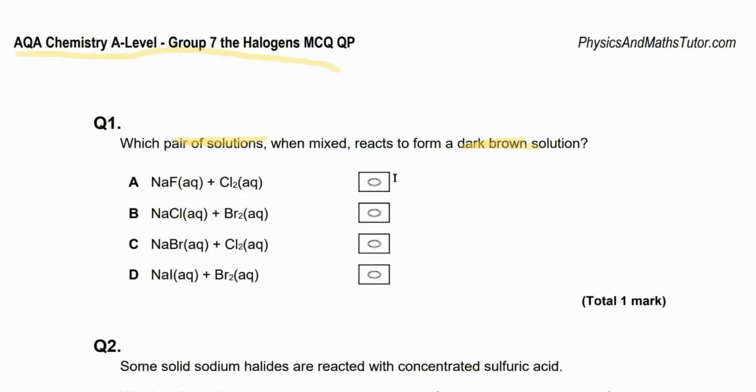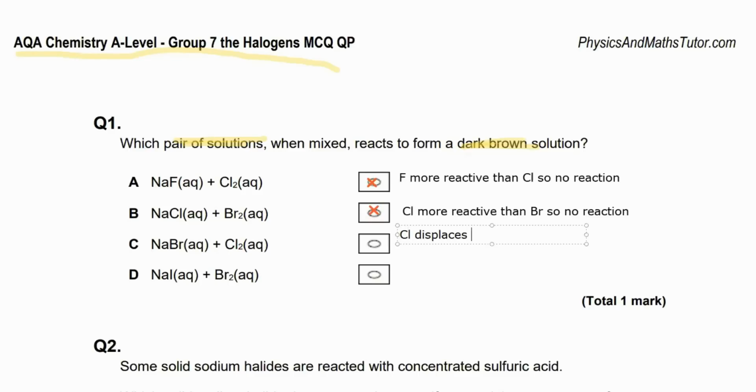Look at the first one, sodium fluoride aqueous plus chlorine. What do we know? Well, we know that fluorine is more reactive than chlorine, because the halogens are more reactive at the top of the group and less reactive at the bottom. So there's no way that chlorine aqueous can displace the fluoride from the sodium fluoride. In the second one, chlorine is more reactive than bromine. So again, we're not going to get a reaction. The bromine cannot displace chlorine from sodium chloride.